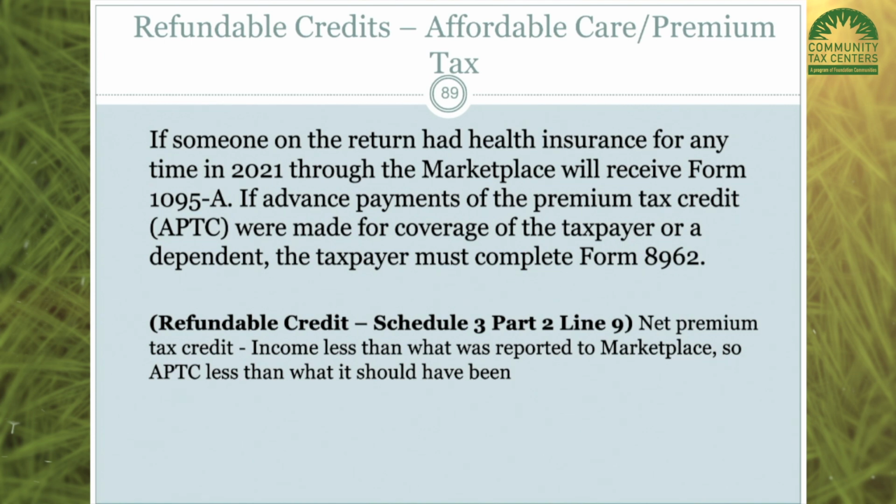Again, we would need to have that 1095-A form. So if the advance payments of the premium tax credit were made for coverage of the taxpayer or dependent, then the tax software is going to complete that 8962 form once we input that 1095-A information. The net premium tax credit is the income less than what was reported to the marketplace. So the advanced premium tax credit is less than what it should have been, and they're going to get that credit on their tax return, listed as a refundable credit.